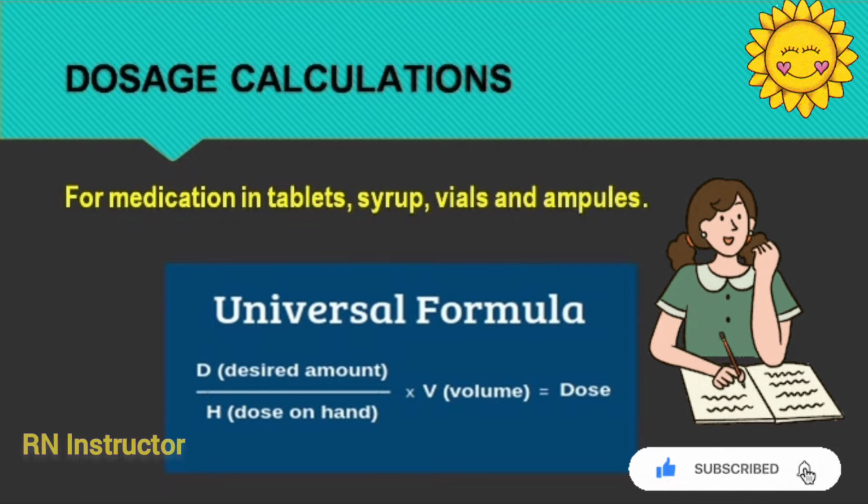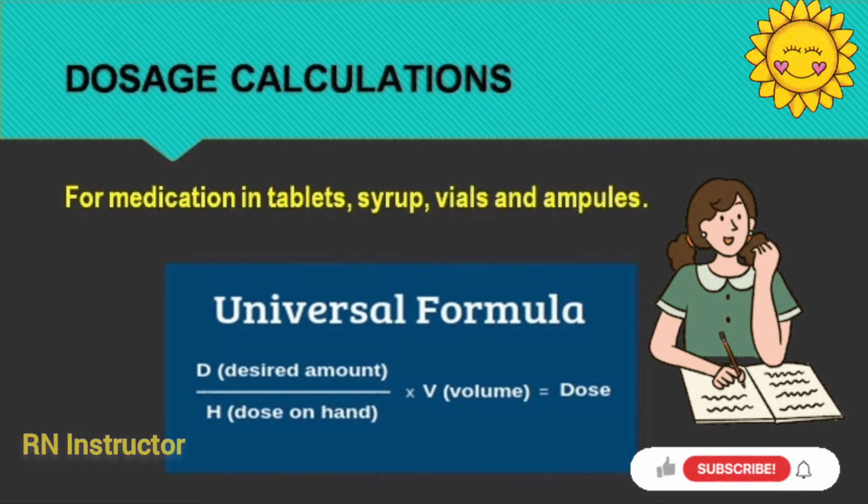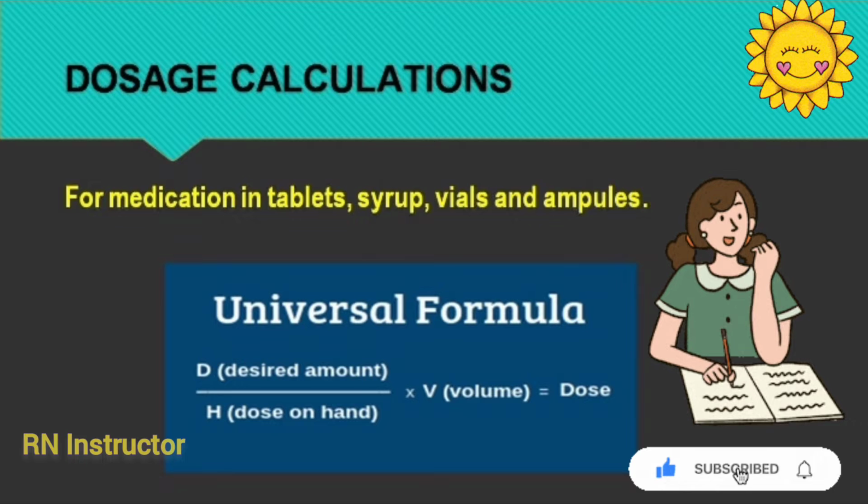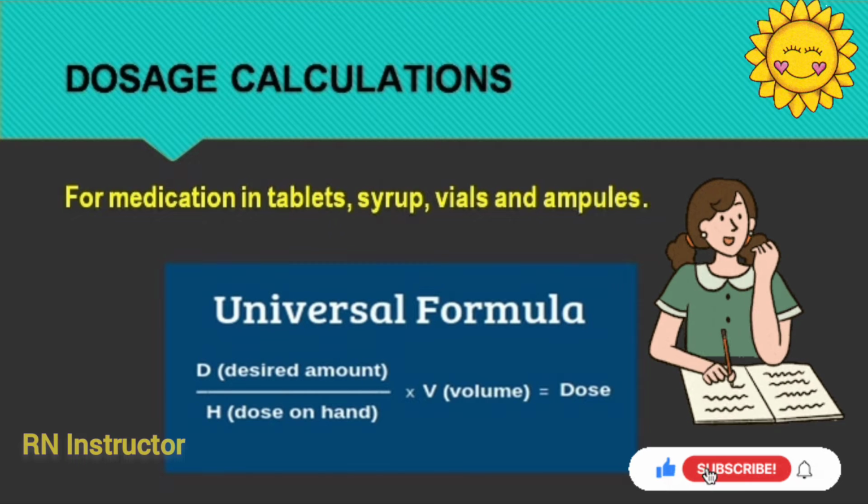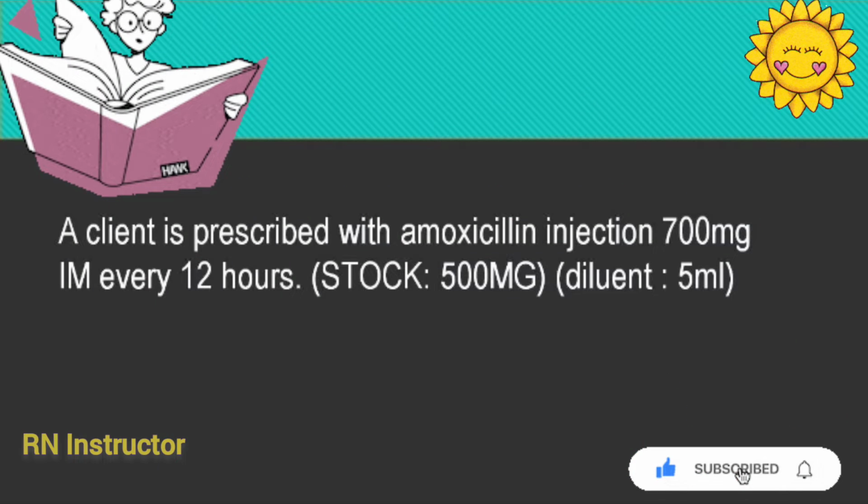Okay, this is the very basic, universal formula. Desired dose divided by dose in hand or stock in hand, multiplied by total volume, and you will get the exact dosage you need to administer to the patient. Okay, this basic formula you can apply to any form: tablets, capsules, syrup, vials and ampules. Okay, read the first question carefully.